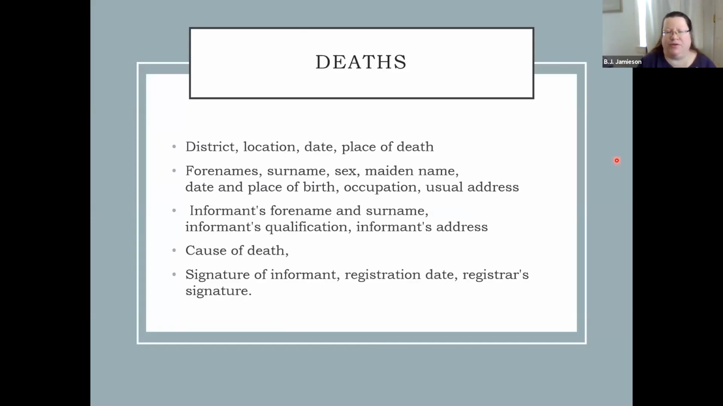Death records, again, look very similar. You're getting this information: where the death happened, the name of the person, generally the maiden name somewhere on the certificate for the women, occupation, and their usual address if it was different from their place of death. The informant's name, the cause of death, and the date it was registered.